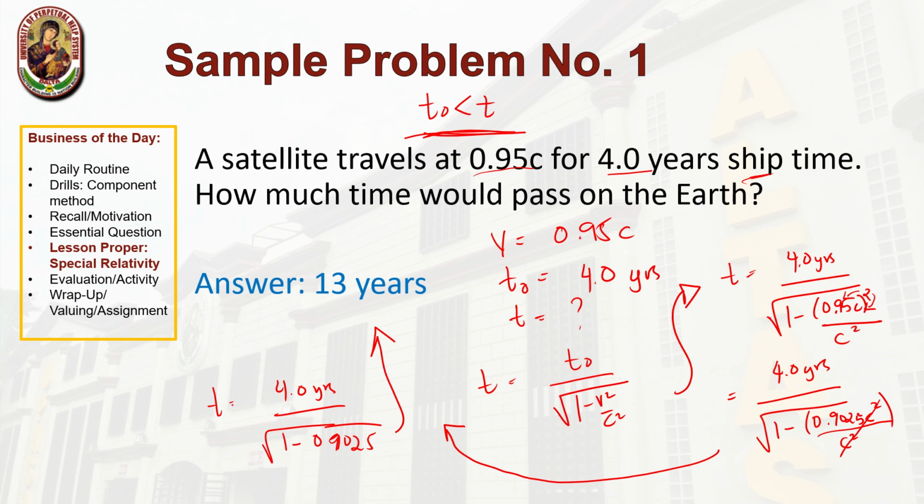Sino ba yung nagta-travel dito na mabilis? Yung satellite. Ano ba yung recorded na oras ng satellite? 4.0 years. Ano naman yung recorded na time nung observer on Earth? 13 years. So, do we have a correct concept here? Consistent ba siya? Yes. Right? Because the 4.0 years recorded by the satellite is less than the time recorded by the observer on Earth.